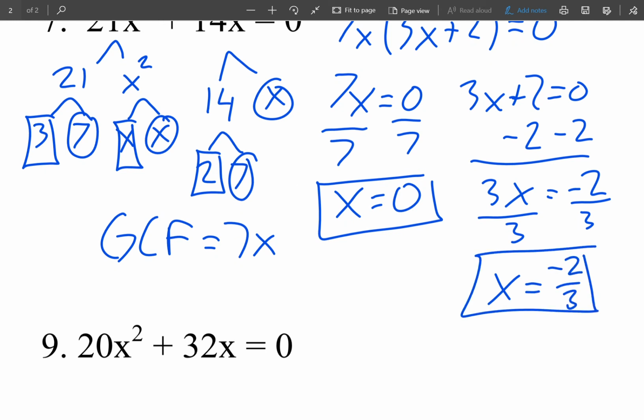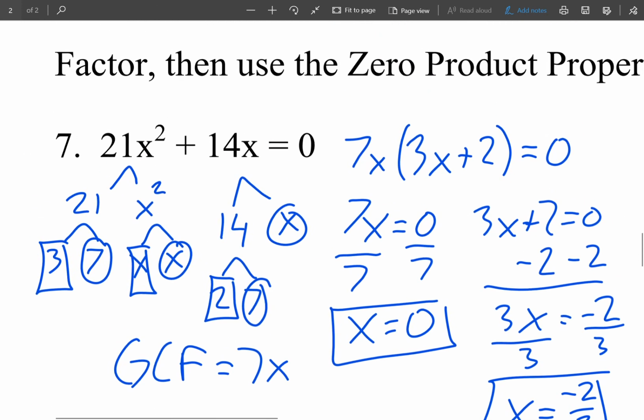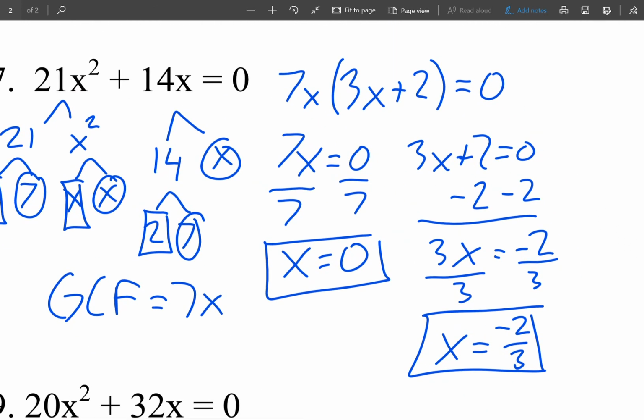So let's again make sure, did we do everything they asked me to do? I did factor, and I did use the zero product property, and I used it to solve for the two values of x. So hopefully that was helpful. I know this is a review, but it's important that we remember it.